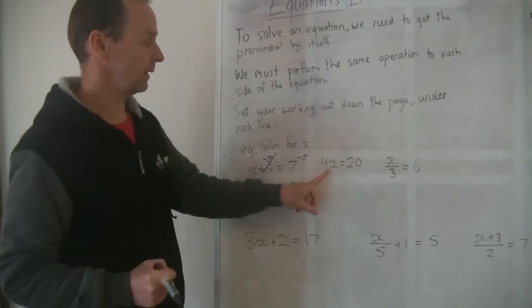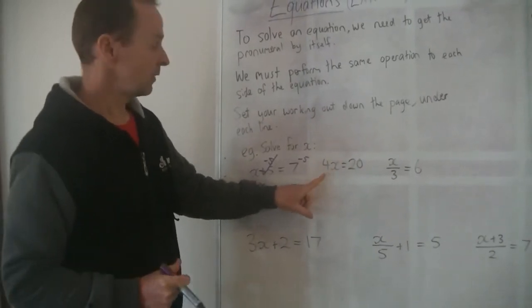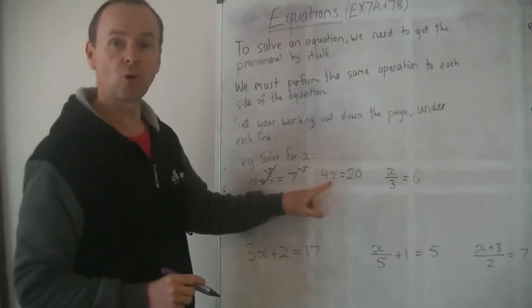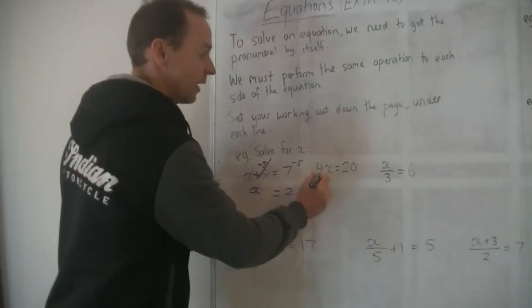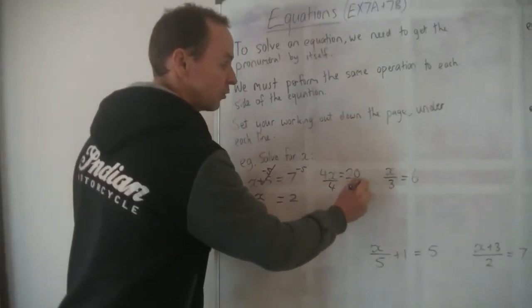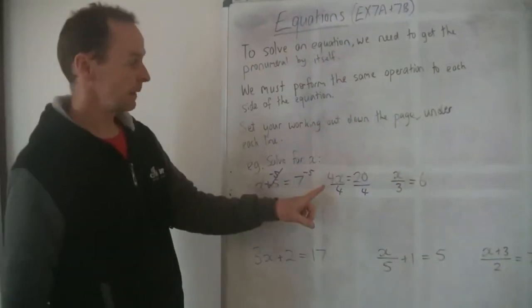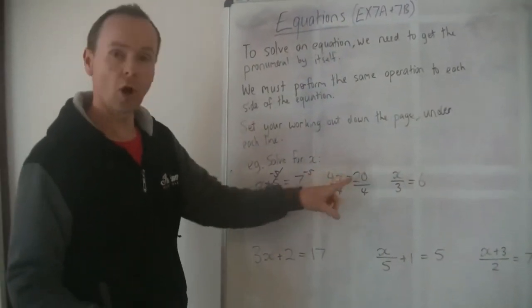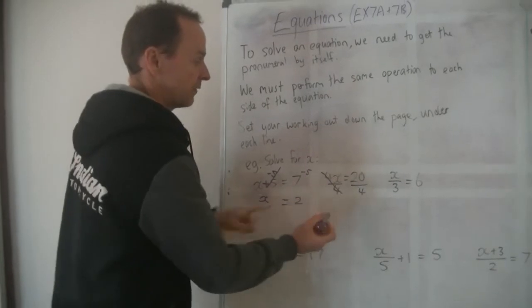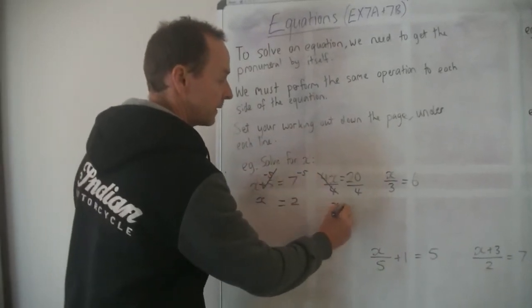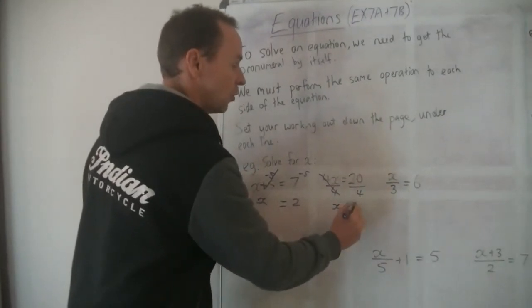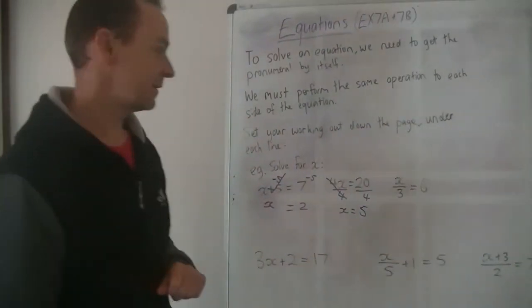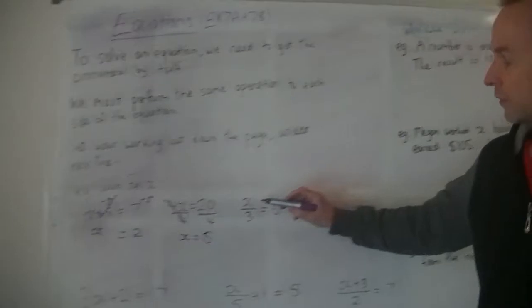4x is equal to 20. That means 4 times x. So x is being times by 4. What's the opposite of timesing by 4? Dividing by 4. Which side do you divide by 4? The answer is always both sides. So you divide by 4 like that. I always do over 4 like that. The 4's cancel on this side, so you're left with x. So that's the reason why we did it, because we've got x by itself now. 20 divided by 4 is 5. Easy. Next one.